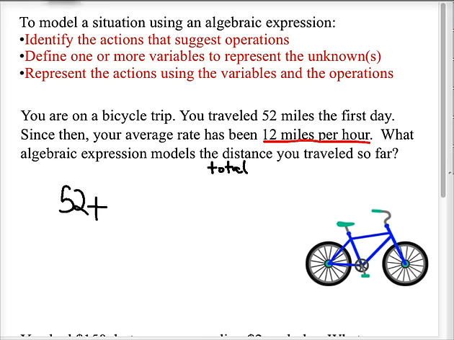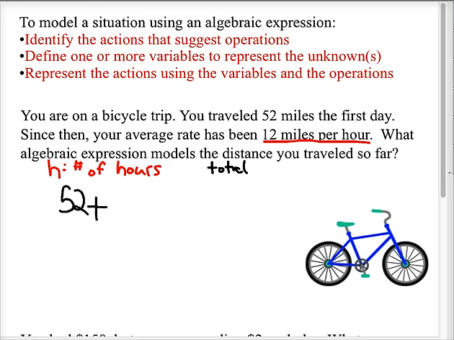So that is introducing a variable, isn't it? There's something we don't know. That something we don't know is the number of hours. So I'm going to let h represent my number of hours. So if I go 12 miles per hour, that means after 1 hour, I would go 12 miles. After 2 hours, I would go 24 miles. After 3 hours, I would go or have gone 36 miles.